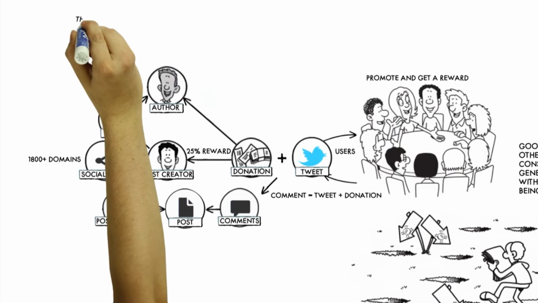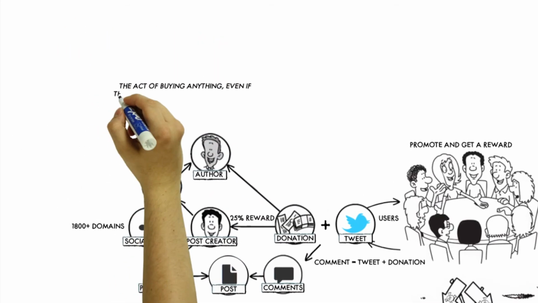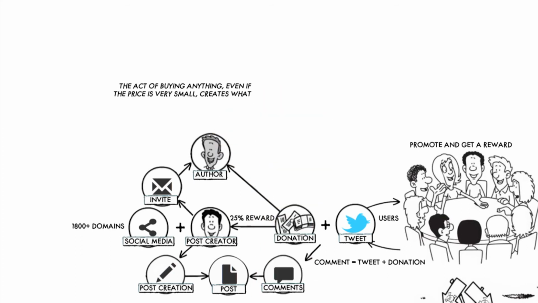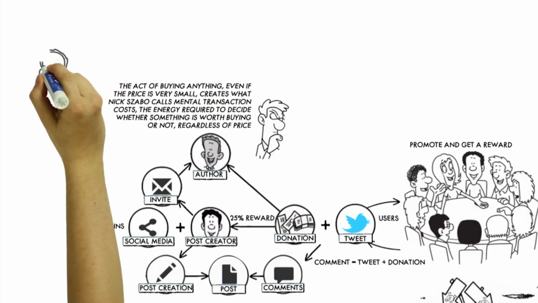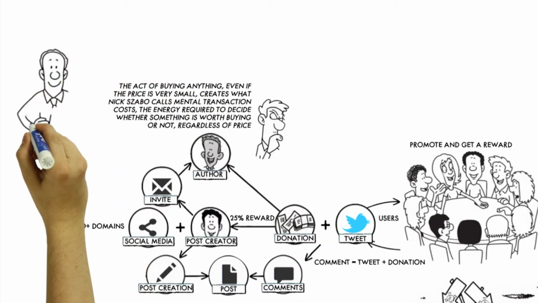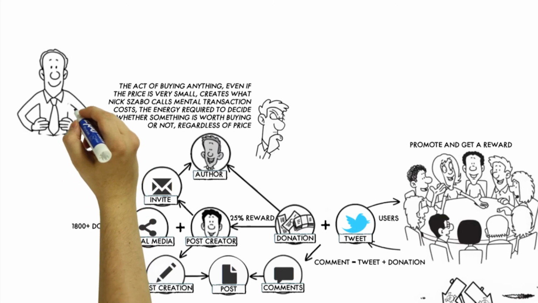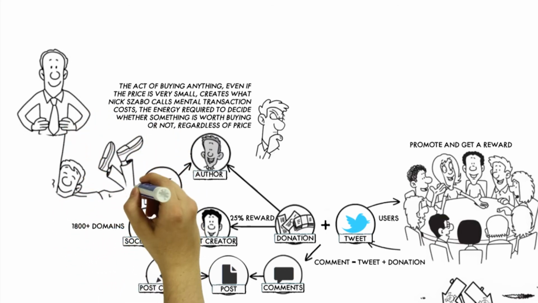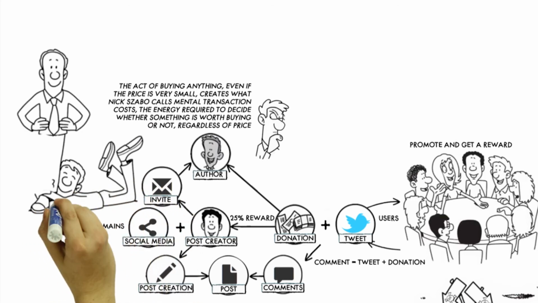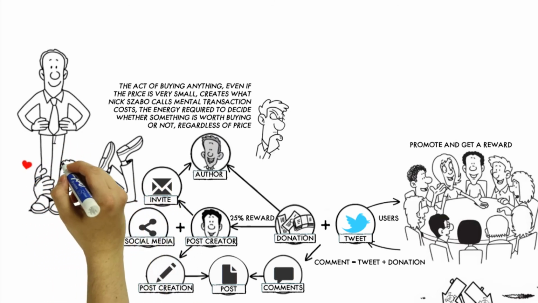Number 2. Nick Szabo effect. The act of buying anything creates what Nick Szabo calls mental transaction costs, the energy required to decide whether something is worth buying or not, regardless of the price. Solution. The platform is free. However, donations are an effective way to increase your reputation that determines the popularity of the profile, and thus the number of followers and readers.